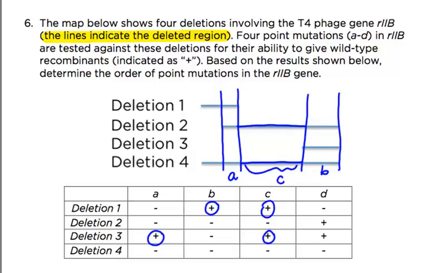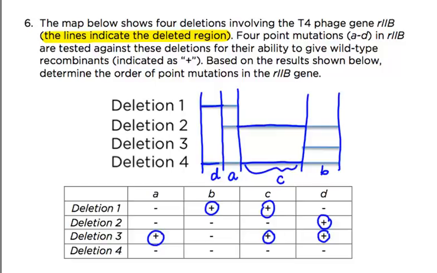Now finally for D, it recombines with deletion 2 and 3, but not with 1 and 4. So we're looking for a spot that isn't deleted for 2 and 3, but is for 1 and 4. So if you look, that would be here. Because it is deleted for 1 and 4, and there's still chromosome segment there for 2 and 3.